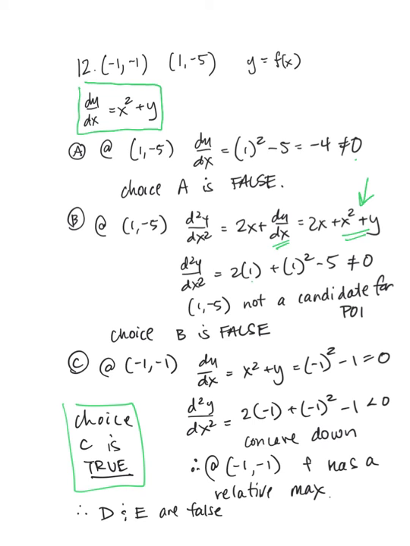All right, at (-1, -1), I plug that point into my given differential equation. Remember, that's the first derivative. I do indeed get 0, so now we have a candidate for a relative extrema. Then I plug that into the second derivative, which I found in choice B, and I find that it's less than 0, which tells me we're concave down, which tells me that I have a relative max. And if choice C is correct, choice D and choice E are also false. Well, choice C is true, so D and E are false.